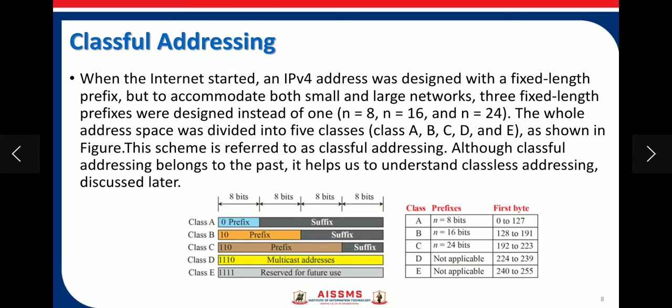In class B, the network length is 16 bits, but since the first 2 bits, which are 10, define the class, we can use only 14 bits as the network identifier. This means there are only 2 raised to 14, which is equal to 16,384 networks in the world that can have a class B address.